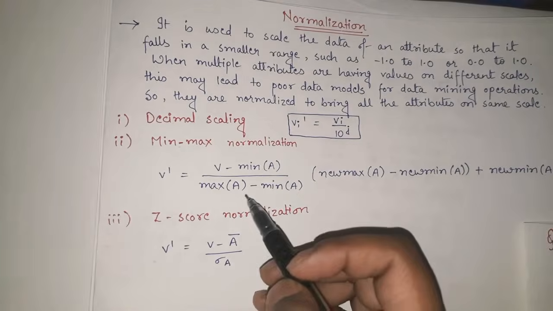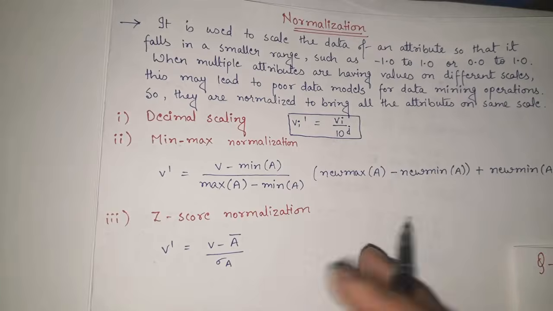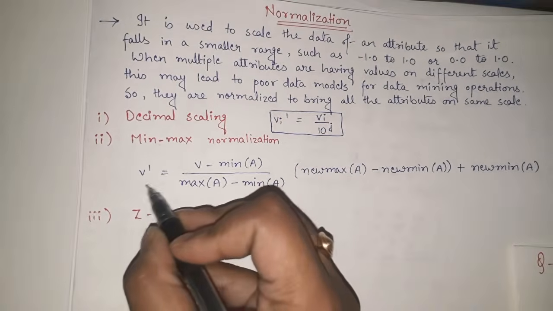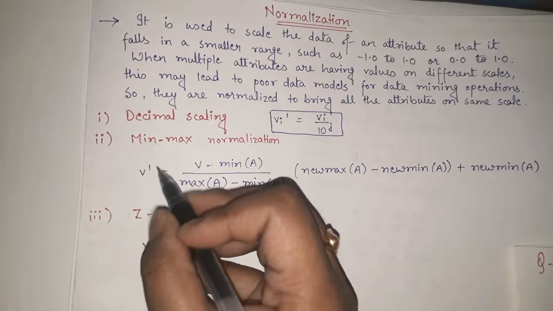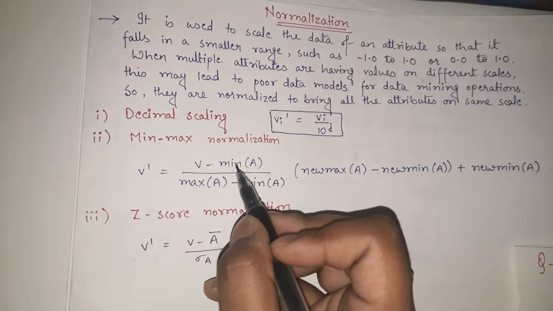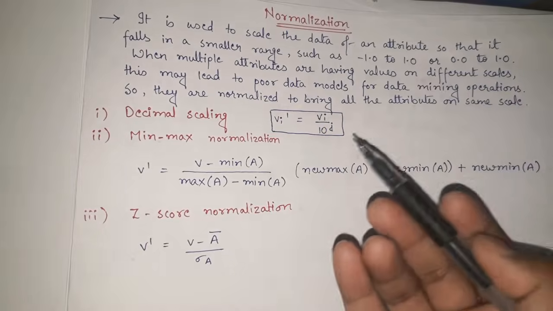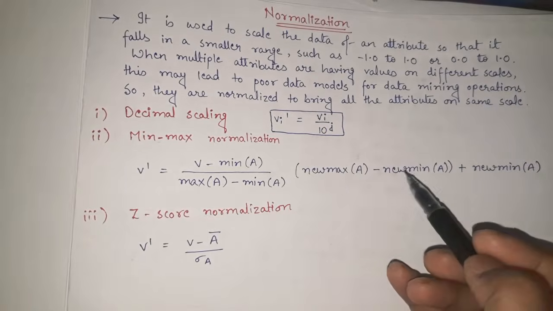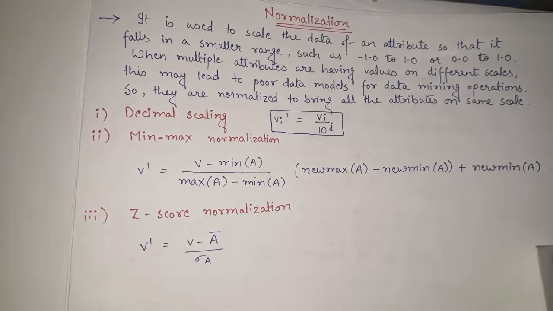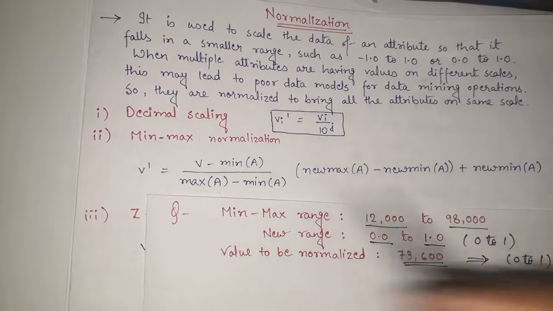So here it is, v dash is equal to v minus this. See, this is the formula of min-max normalization. In this formula, v dash is the new normalized value that we need to find out. V is the original value that is given to us. Min A and max A are the original minimum and maximum value of the original range, and new max, new min are the new range minimum and maximum value. Got it? So here in this question we will simply apply this formula.